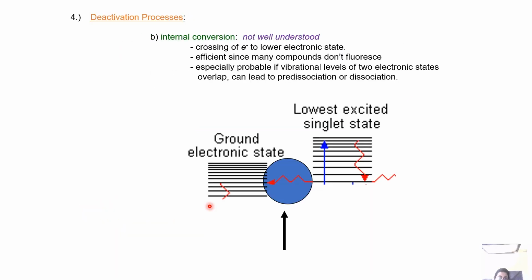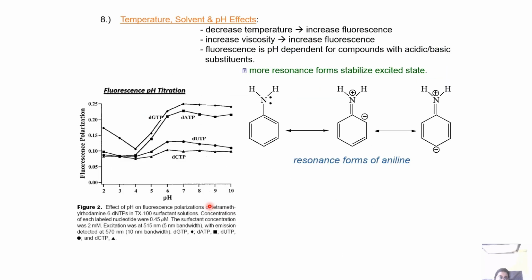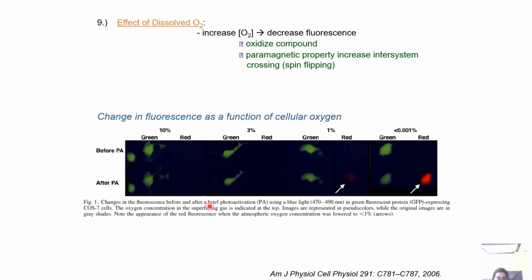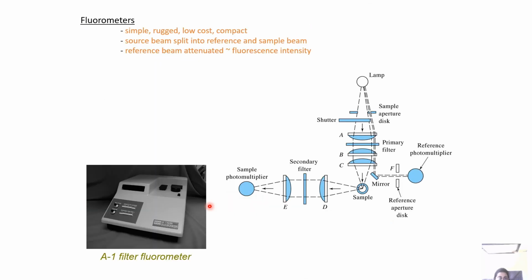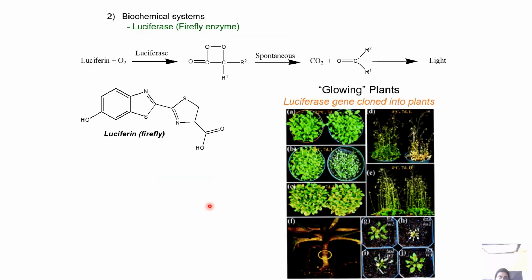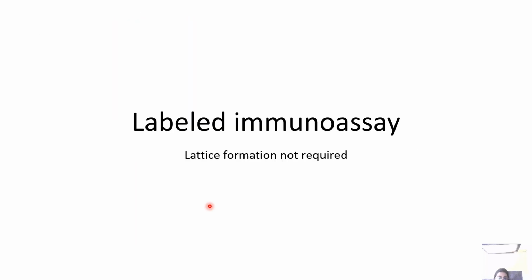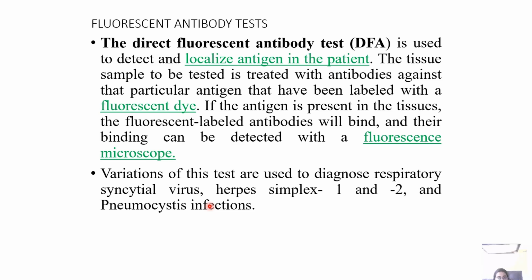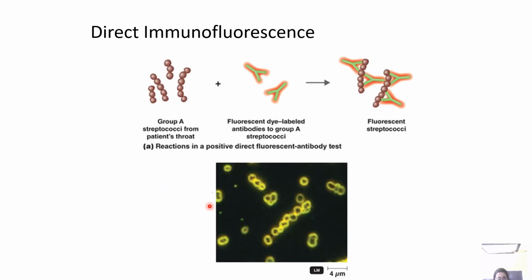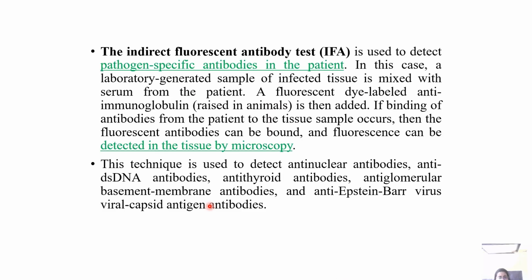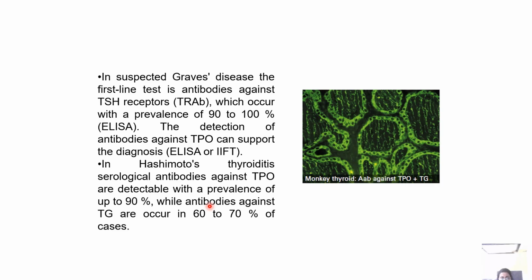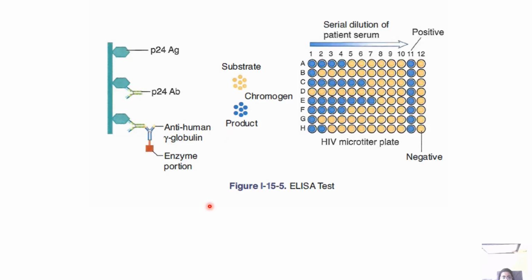We have talked about fluorescence and all of that, phosphorescence. We talked about the different applications of fluorescence. There are various fluorescence antibody tests for immunofluorescence that we use, basically the principle of fluorescence.